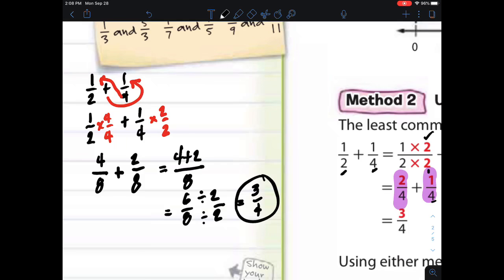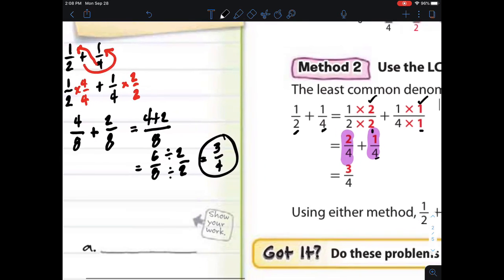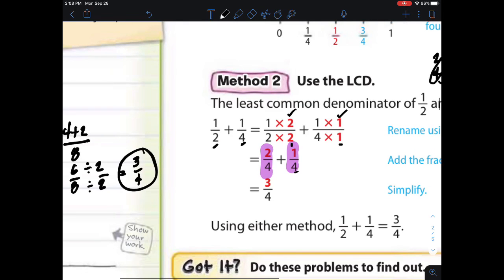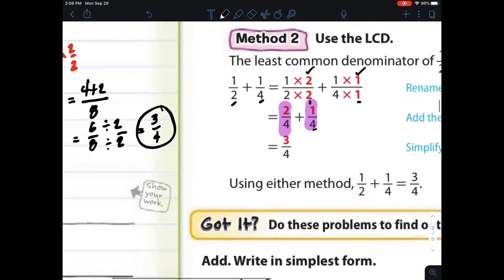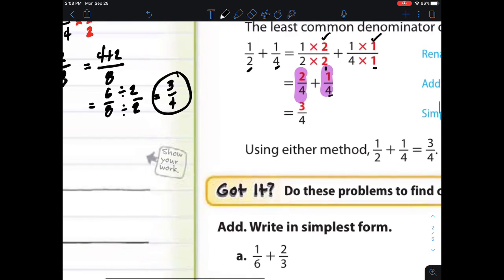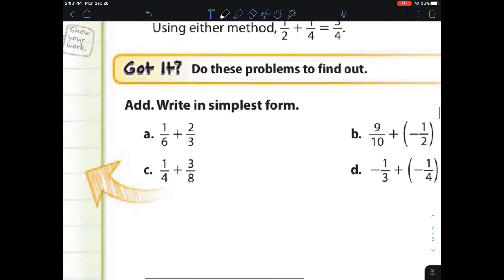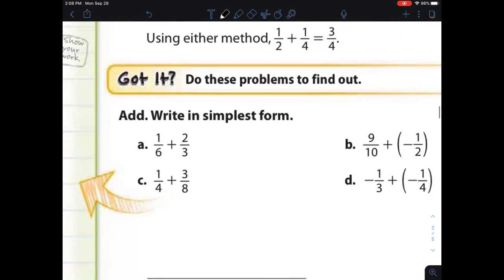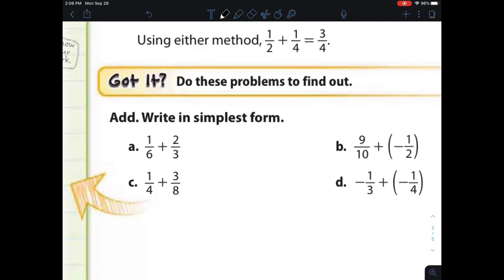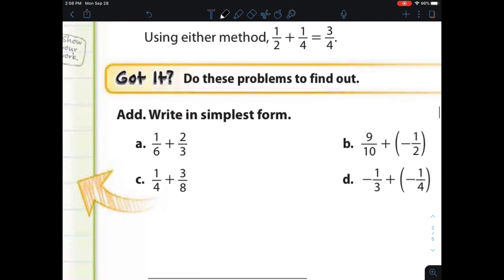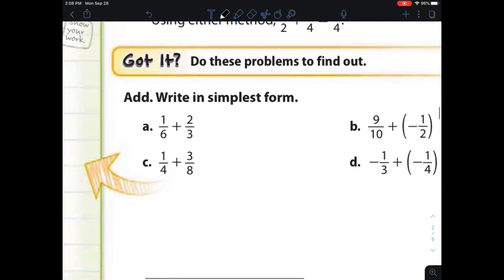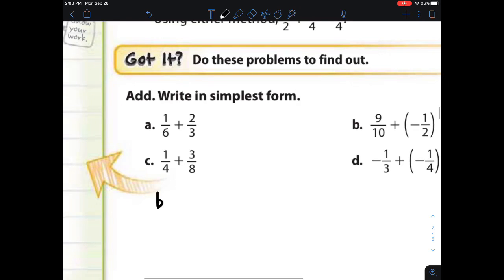Okay? So this is another method that you can use, a shortcut method that you can use when you want to add or subtract fractions. And that's exactly the same method when you're subtracting fractions. Okay? So let's do the got it. Before we do the got it, let's do letter A of the got it, and then I'll let you do C, B, and D. You know what? I will do letter B, and I'll let you do A, C, and D. Okay, so let's take a look at letter B. You have 9/10 plus negative 1/2.